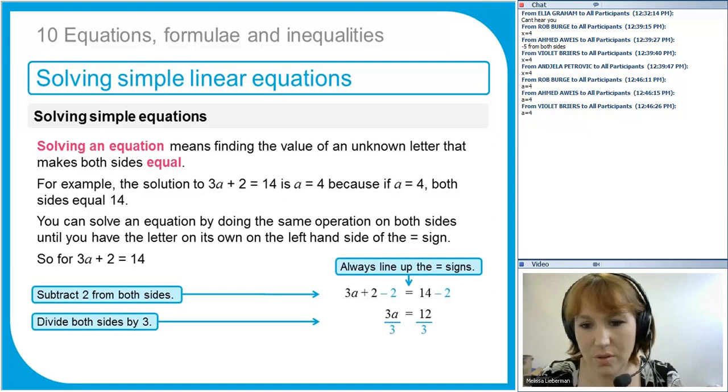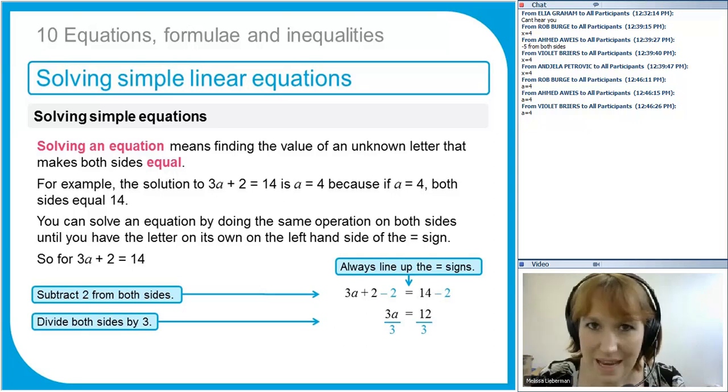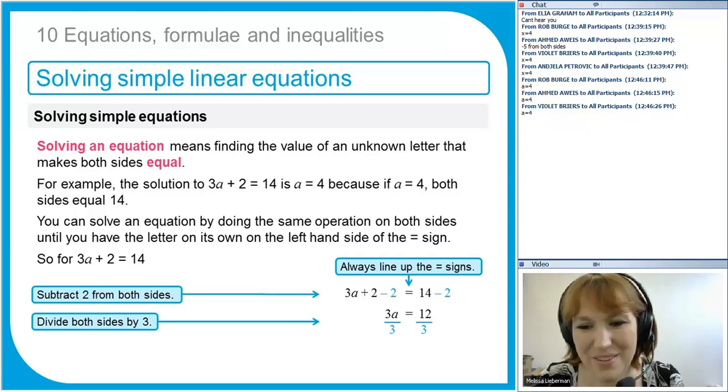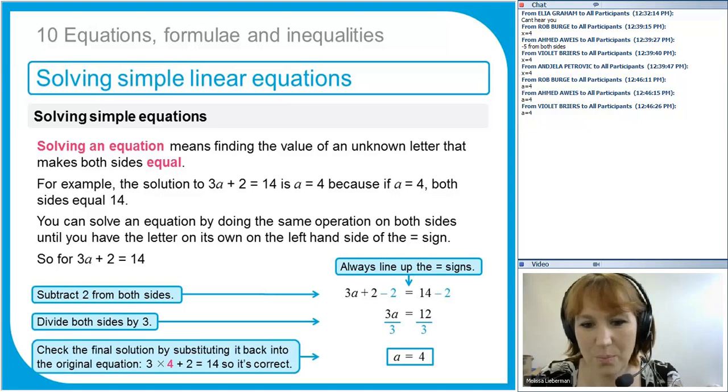I'm just going to put the divide by 3 like that underneath. It's a bit neater than putting divide by. 3a divided by 3 is just a, which is what I wanted, which is why I divided by 3. And then 12 divided by 3 is 4. So write it like that. Make sure that you write each bit on a separate line and line up the equal signs like that. Okay, you always have to set equations out in this way.